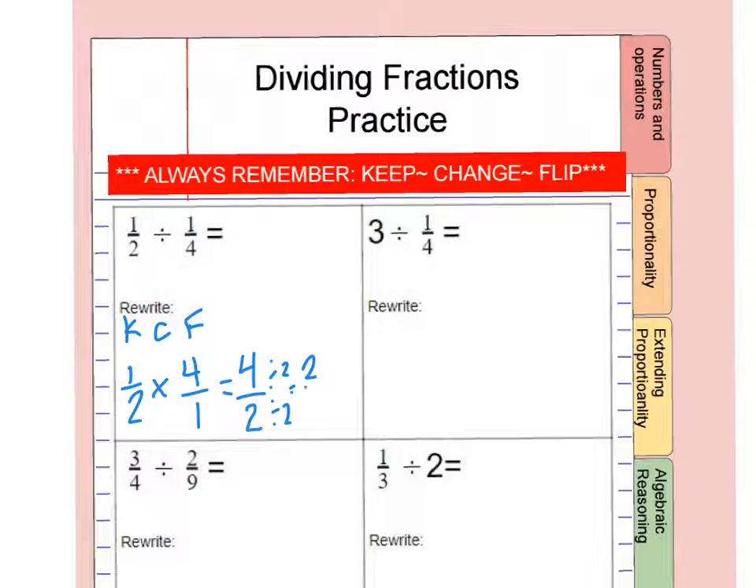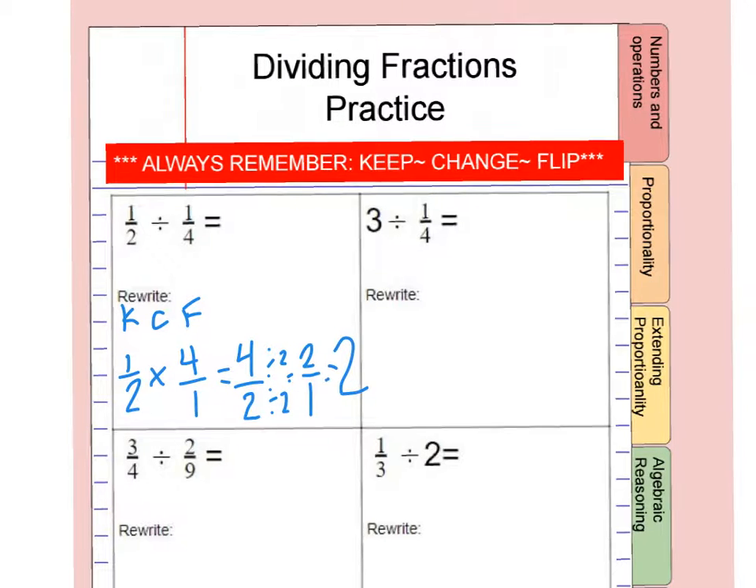and we get 2 over 1. But that is still improper, and 2 divided by 1 is equal to just 2. So our answer is 2. Okay.